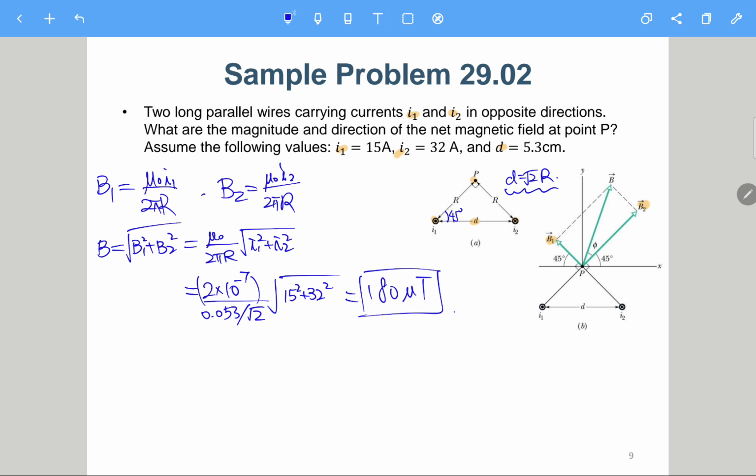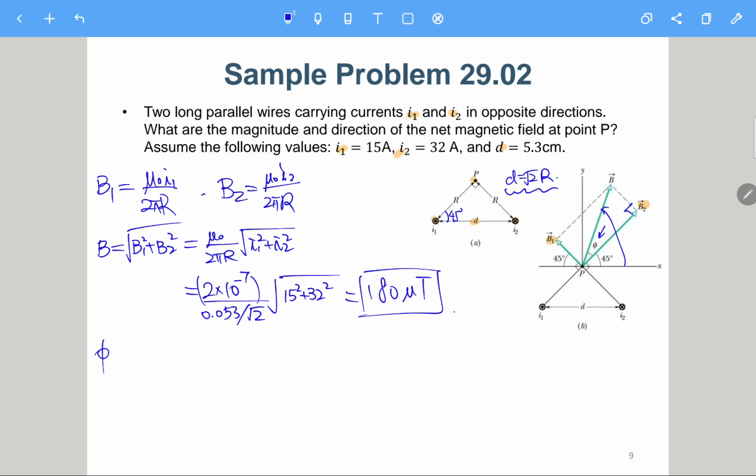And of course, we need to determine the direction of the B field. As long as this is a right angle triangle, we can simply determine phi. And then we can say that the actual direction would be related to the x-axis, and then we can add 45 degrees to it. Then it is the direction of the B field at that point, at point P.